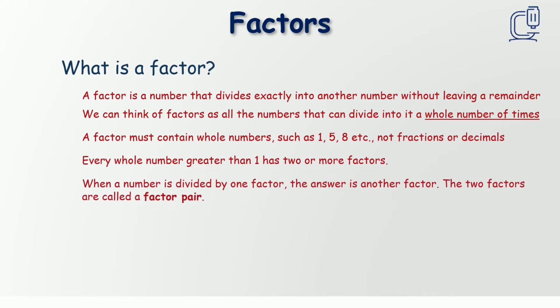When a number is divided by one factor, the answer is another factor. The two factors are called a factor pair. The product of each factor pair is equal to the number. So let's go through some examples so we can really understand this.